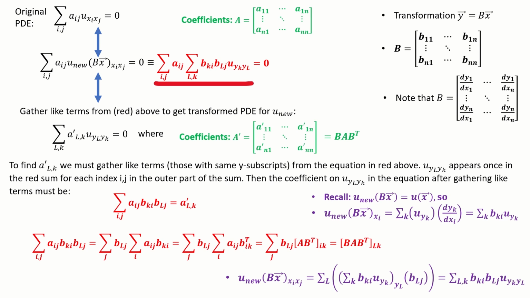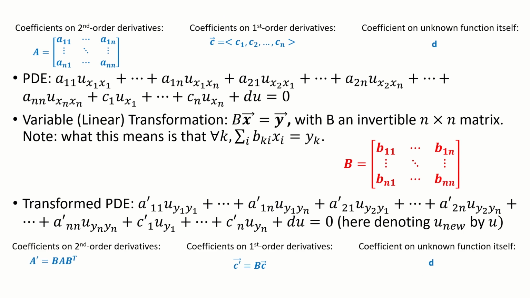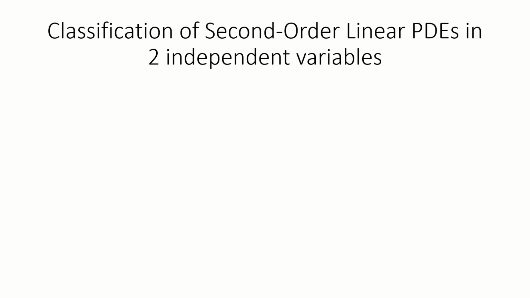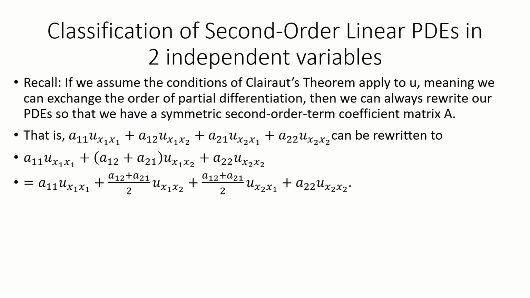It's straightforward to see that we can apply the results from earlier separately to arrive at the transformed PDE, which will have transformed coefficient matrix and transformed coefficient vector. Notice that if we assume we can exchange the order of differentiation, then we can always rewrite our PDE to have a symmetric coefficient matrix, which motivates the following definition.